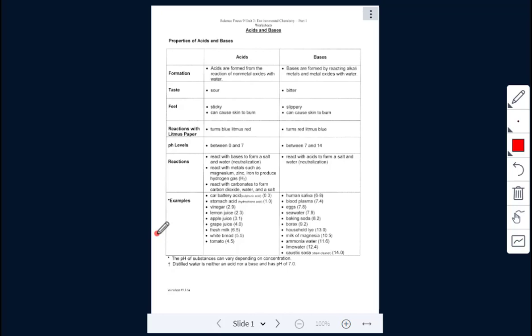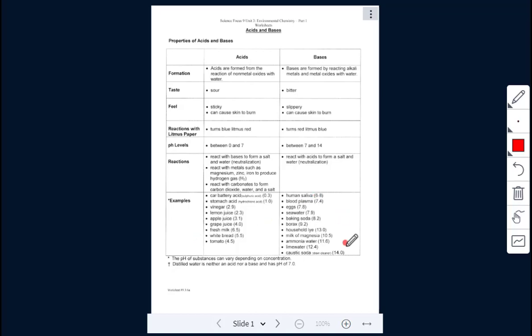Some examples of acids are shown here, like the car battery acid. It's got a pH of about 0.3. It contains sulfuric acid. Stomach acid, which contains hydrochloric acid, can be about 1.0. And then there's others shown here as well, like tomato at about 4.5. Just keep in mind that they can vary, however, depending on concentration.